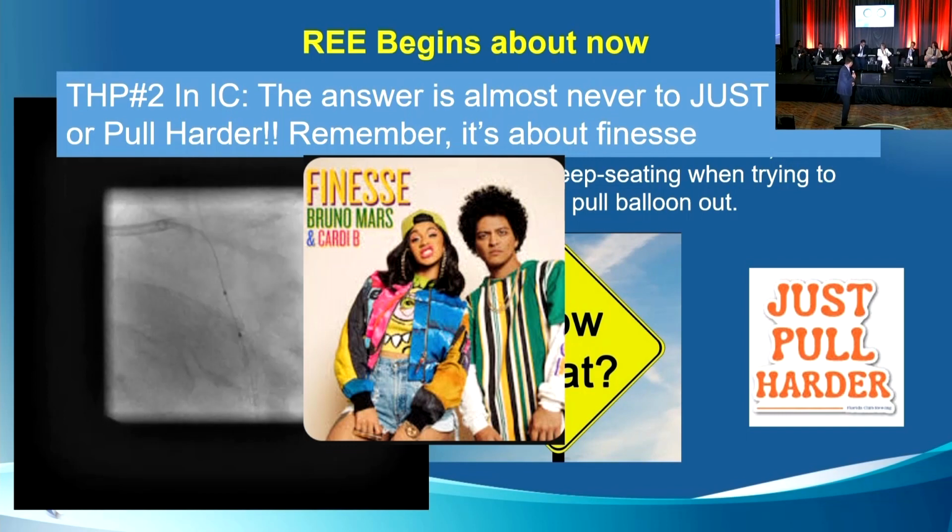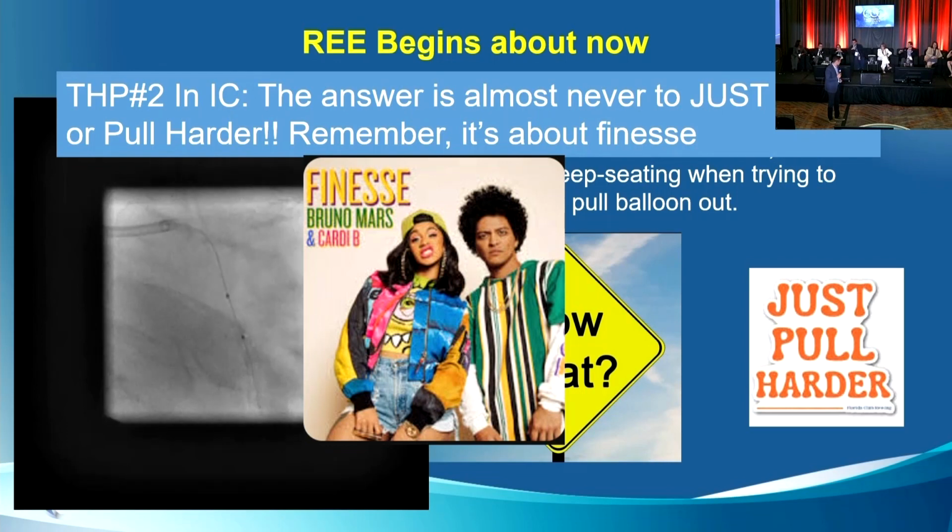The issue with pulling harder is the balloon shaft will just elongate. It'll keep elongating, and then you'll be left with this ribbon hanging out of the left main. So help me out here. What can you guys also do? You can also pull the stent sometimes if it's quite hard.